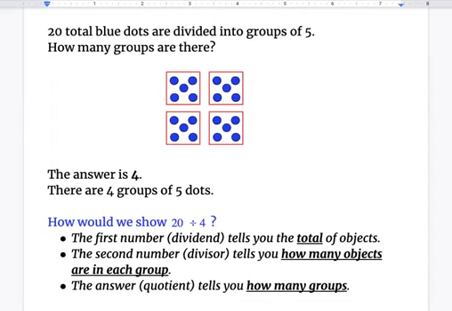So the first number, the dividend, tells you the total number of objects. The second number, the divisor, tells you how many objects are in each group, how many that you're circling. Here you're circling 5 each time. And then the answer, the quotient, tells you how many of those groups there are. 1, 2, 3, 4. So be sure to pause the video and jot this down because this is important information.